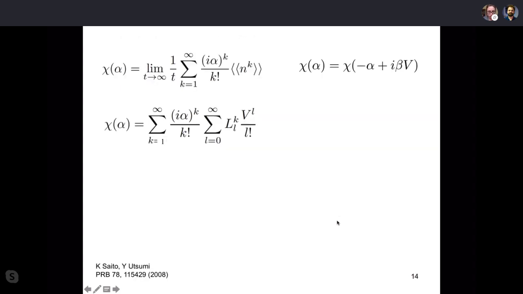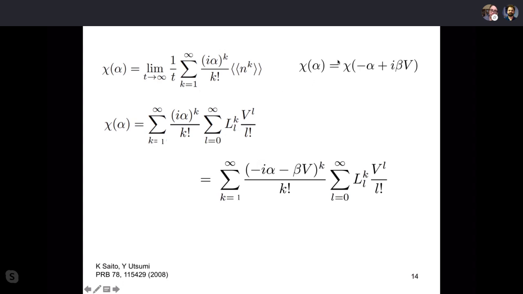So where are the relationships? This was done by Saito and Utsumi very nicely in this 2008 paper. So very quickly, how do we achieve them? Here is the expansion for the cumulant generating function, and here is the symmetry that it satisfies. And what I'm doing between the first line and the second is just expanding the cumulants, again, as I showed you before, in orders of the applied voltage. So these are the coefficients where K identifies the cumulant and L is the order in voltage.